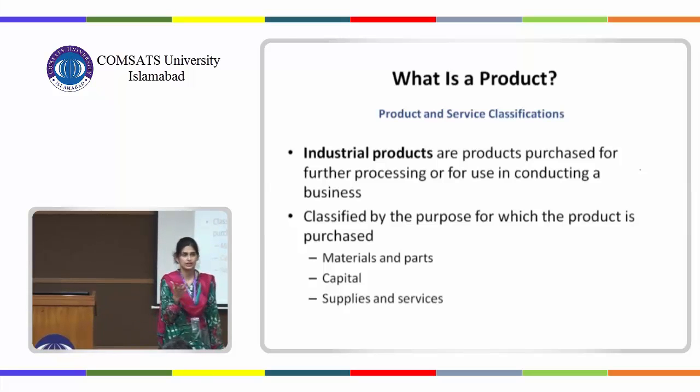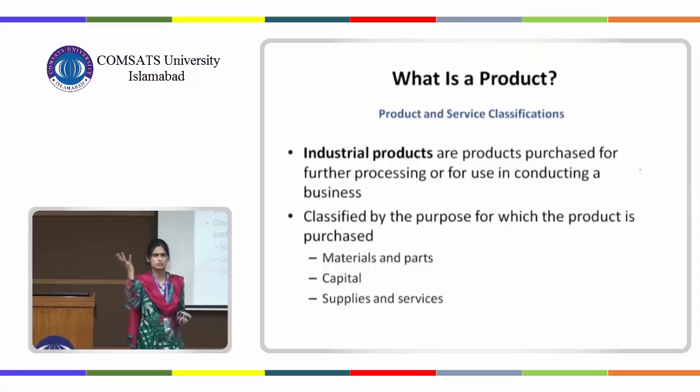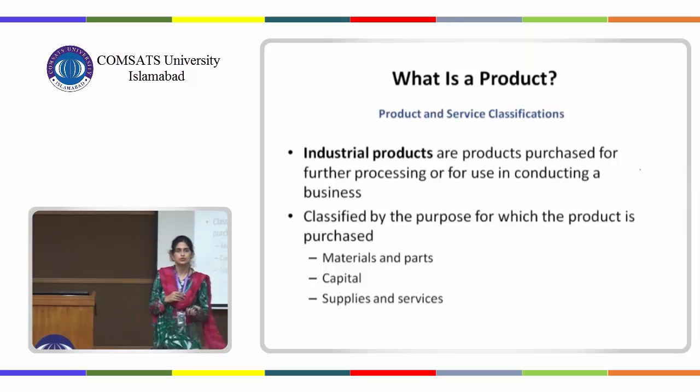So we discussed 4 categories. There was convenience, there was shopping, there was specialty products. And now we're going to talk about the other type of product, that was industrial products. So consumer products, industrial products. What are industrial products? The products that would be transformed further, right? So any product that would be transformed further would be an industrial product.